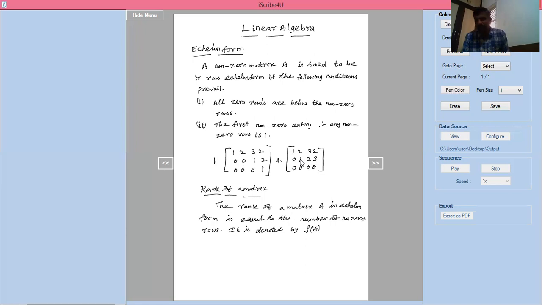In this way we can find the rank of a matrix. First we have to reduce it to echelon form, then we find the rank of the matrix. Right. First problem I'll solve in this method.